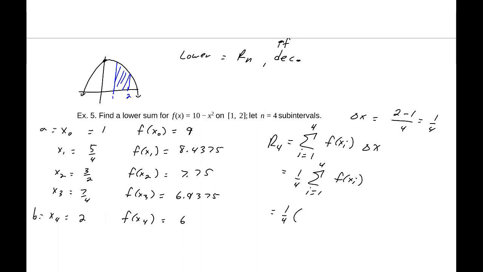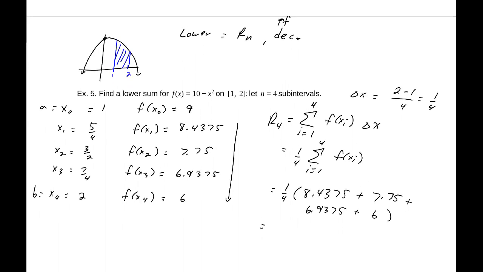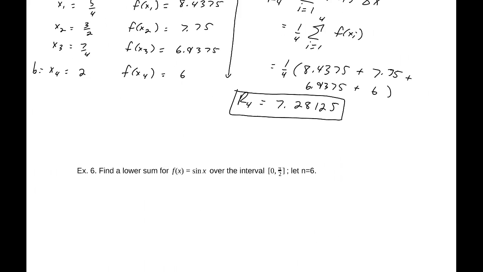So starting at 1 and going to 4, 8.4375 plus 7.75 plus 6.9375 plus 6. Finding 1/4 of that, that is 7.28125. And that is our lower sum. Keep thinking, how could we possibly make this estimate better?